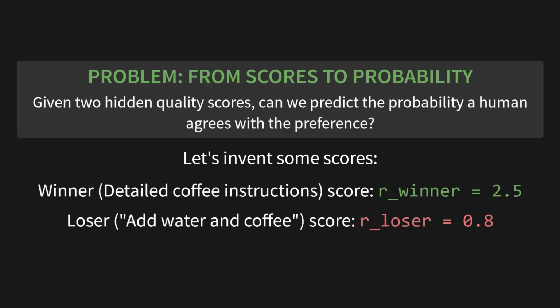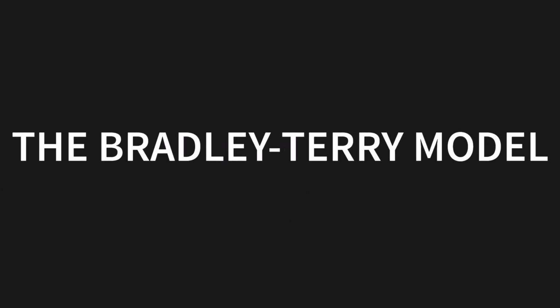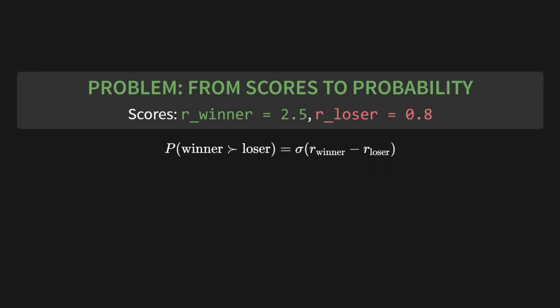Let's just invent some scores to make this concrete. Let's say the winner, those detailed coffee instructions, has a score of 2.5, and the loser, add water and coffee, has a score of 0.8. So how do we get from 2.5 and 0.8 to a probability? Enter the Bradley-Terry model. This is the elegant piece of math that solves our problem. So again, our problem is turning scores into probability. We have our scores. The winner is 2.5, the loser is 0.8.